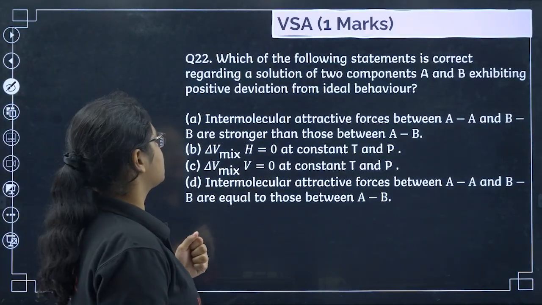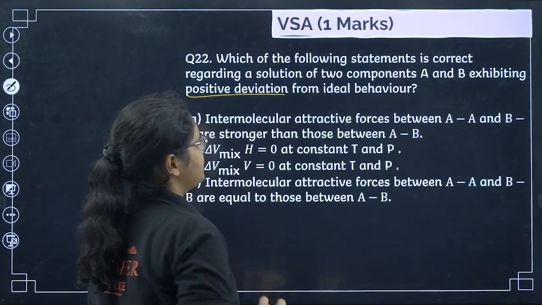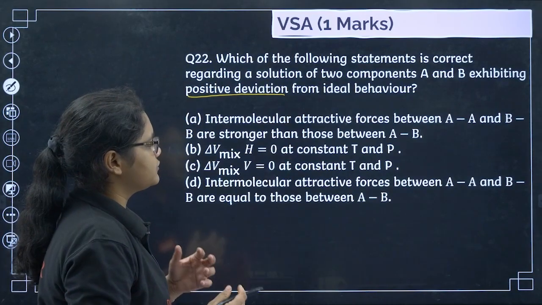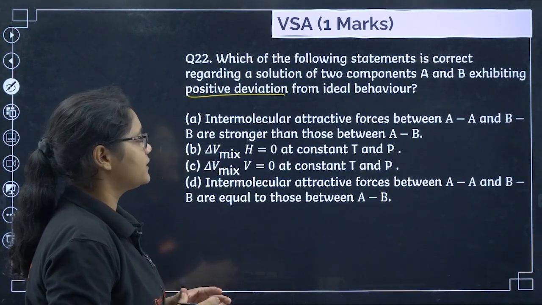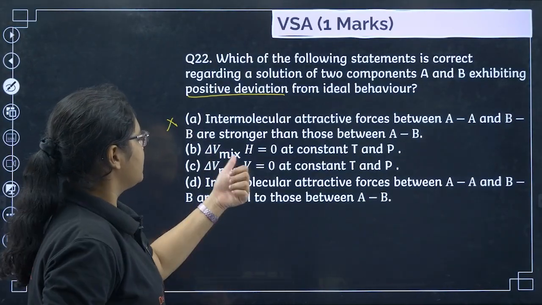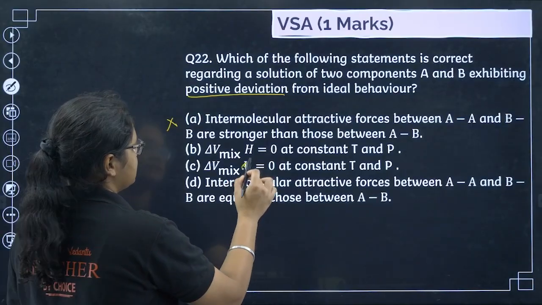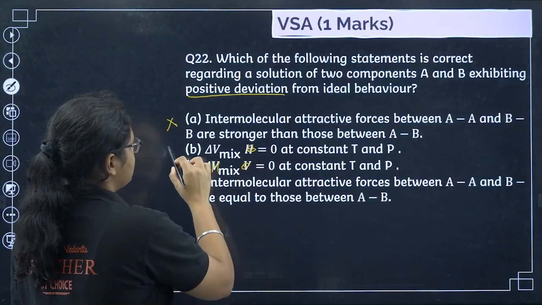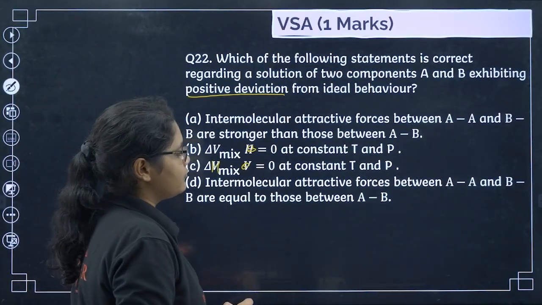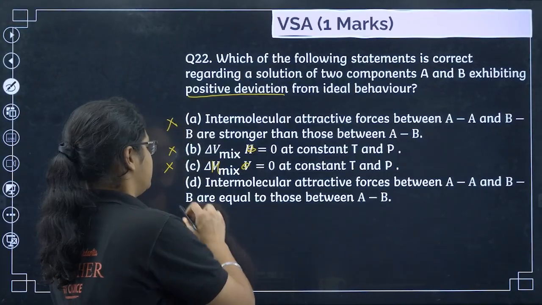Which of the following statements is correct regarding a solution of two components A and B exhibiting positive deviation from the ideal behavior? Positive deviation. So intermolecular attractive forces between AA and BB are stronger than those of AB? No, they are weaker. So this is wrong statement. Delta V mix is equal to 0 at constant temperature, and delta H mix is equal to 0. So these are also wrong statements because they are greater than 0. Intermolecular attractive forces between AA and BB are equal to those of A and B. This is also incorrect.